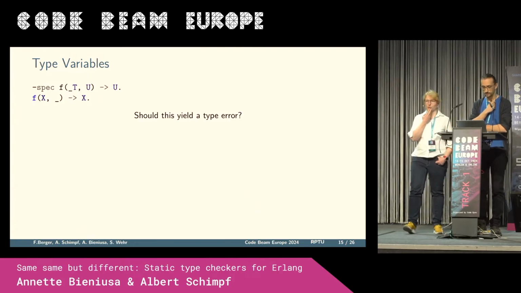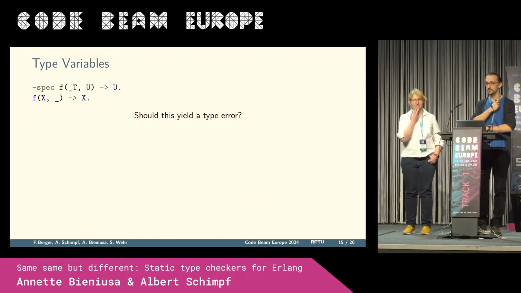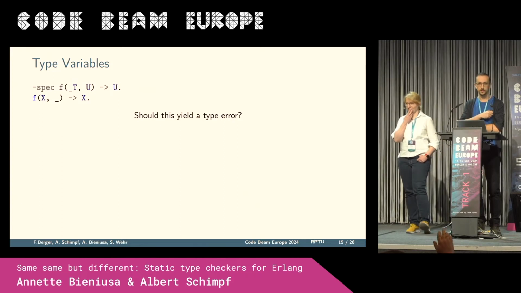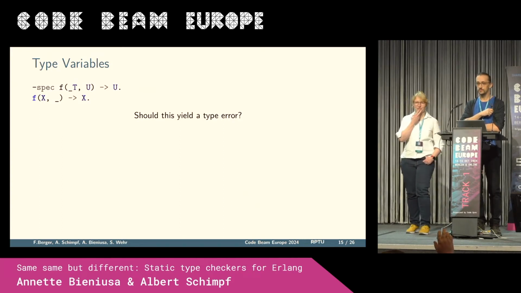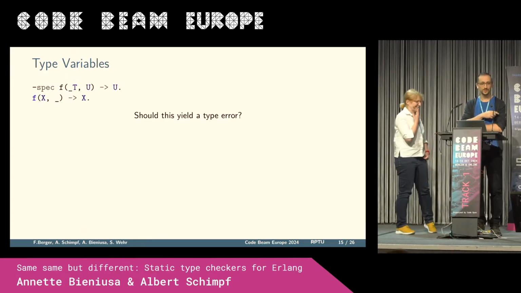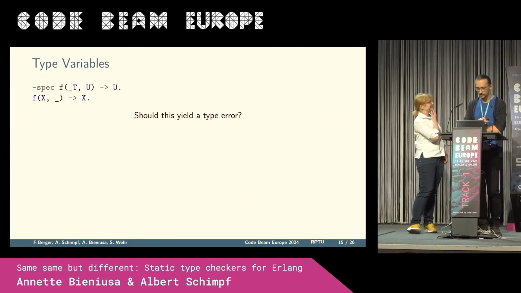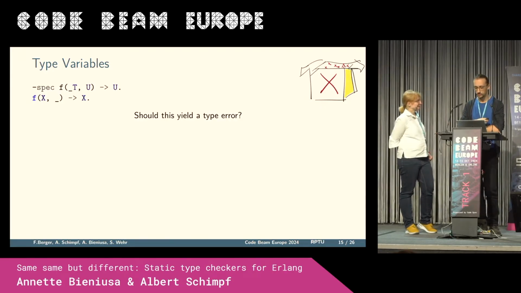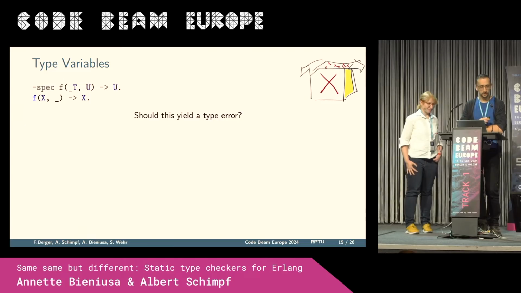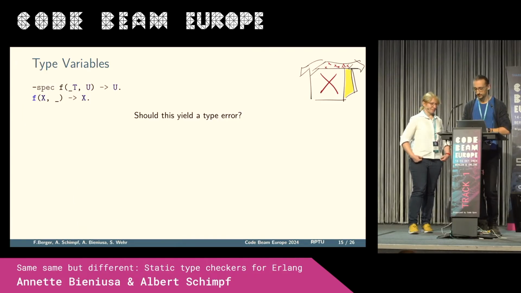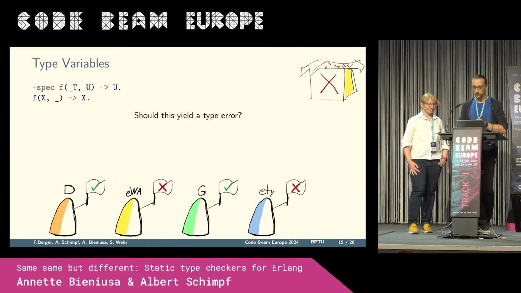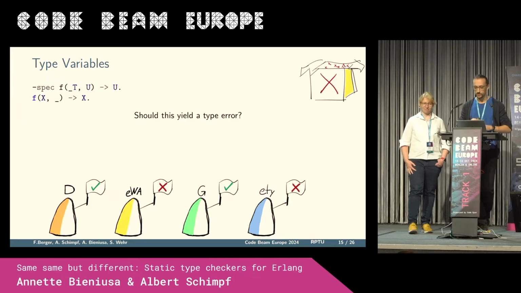Who thinks this should yield a type error? Please raise your hand. Okay, who thinks this should not yield a type error and should just pass? Okay, almost 50-50. That's interesting. Well, this is a test case from the eqWAlizer test suite, and it is categorized as should fail. And interestingly enough, etylizer and eqWAlizer agree, and Gradualizer and Dialyzer say everything is okay.